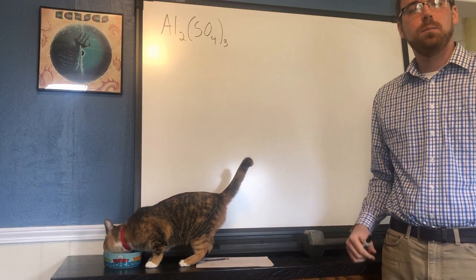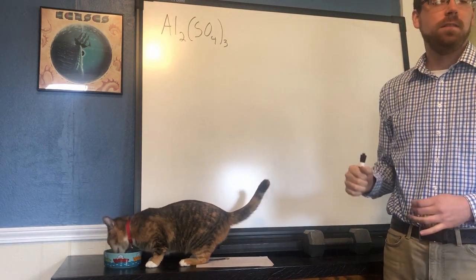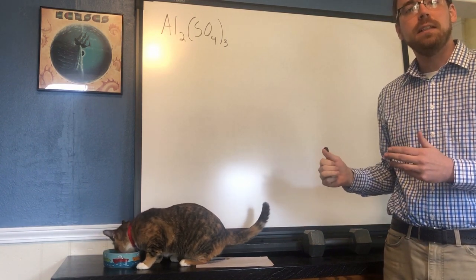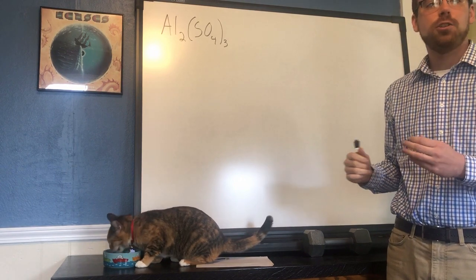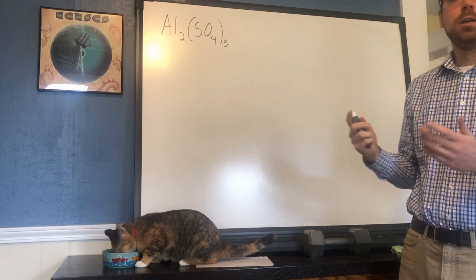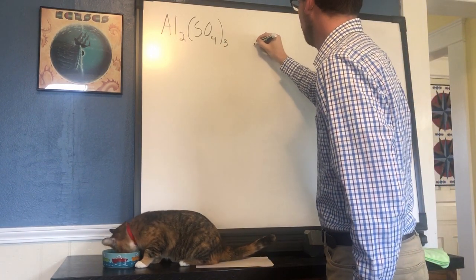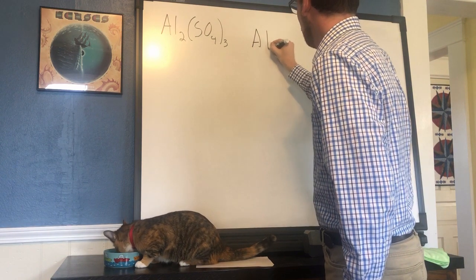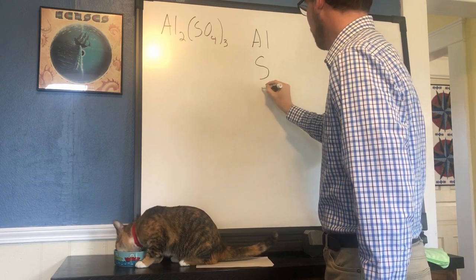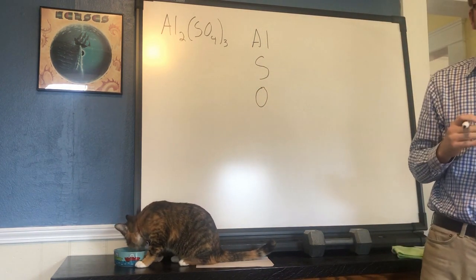For this next example, we are going to be looking at aluminum sulfate. This is a more challenging problem because it is not as immediately obvious how many of each type of atom there are in the compound. Within the compound aluminum sulfate, we have aluminum atoms, we have sulfur atoms, and we have oxygen atoms.